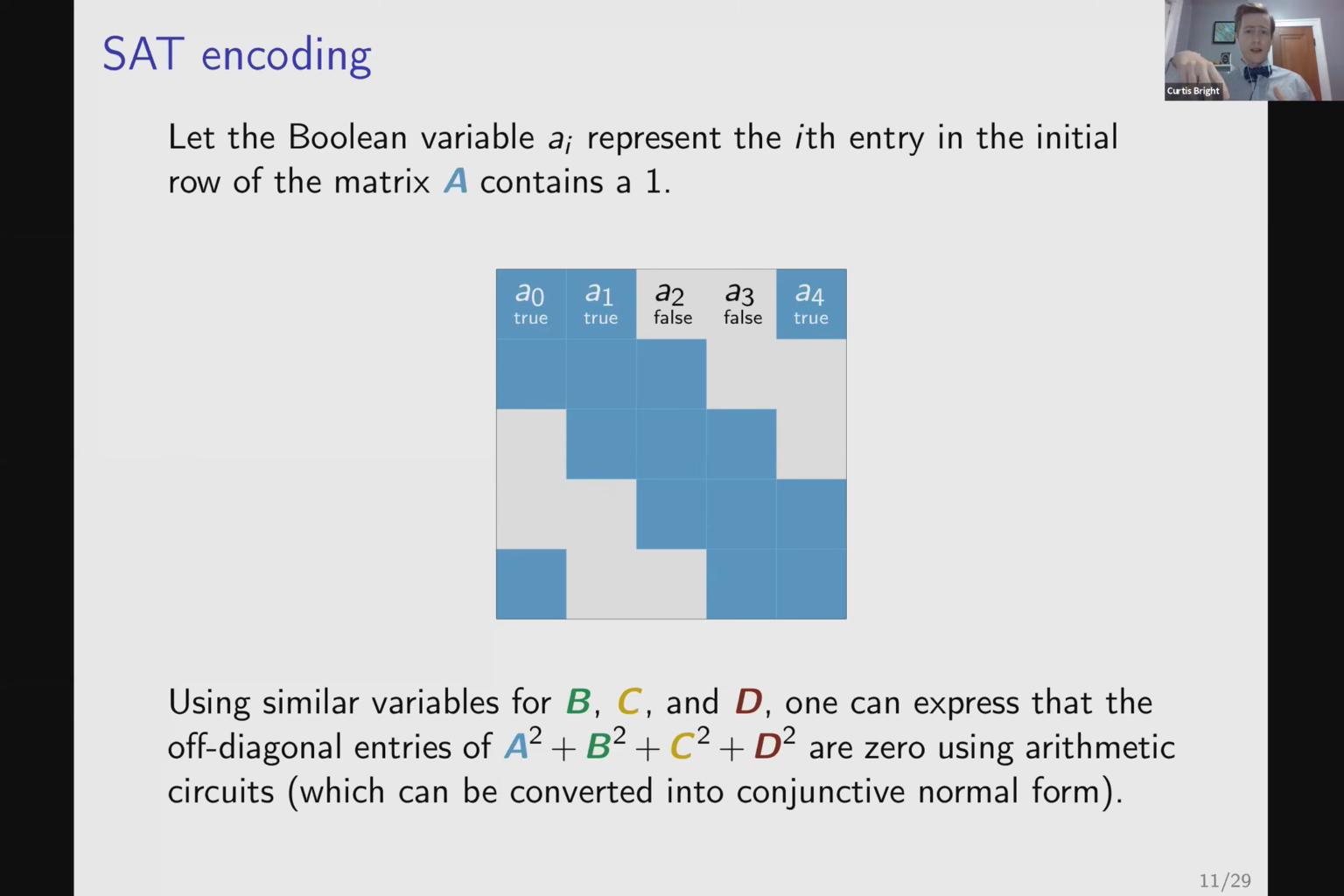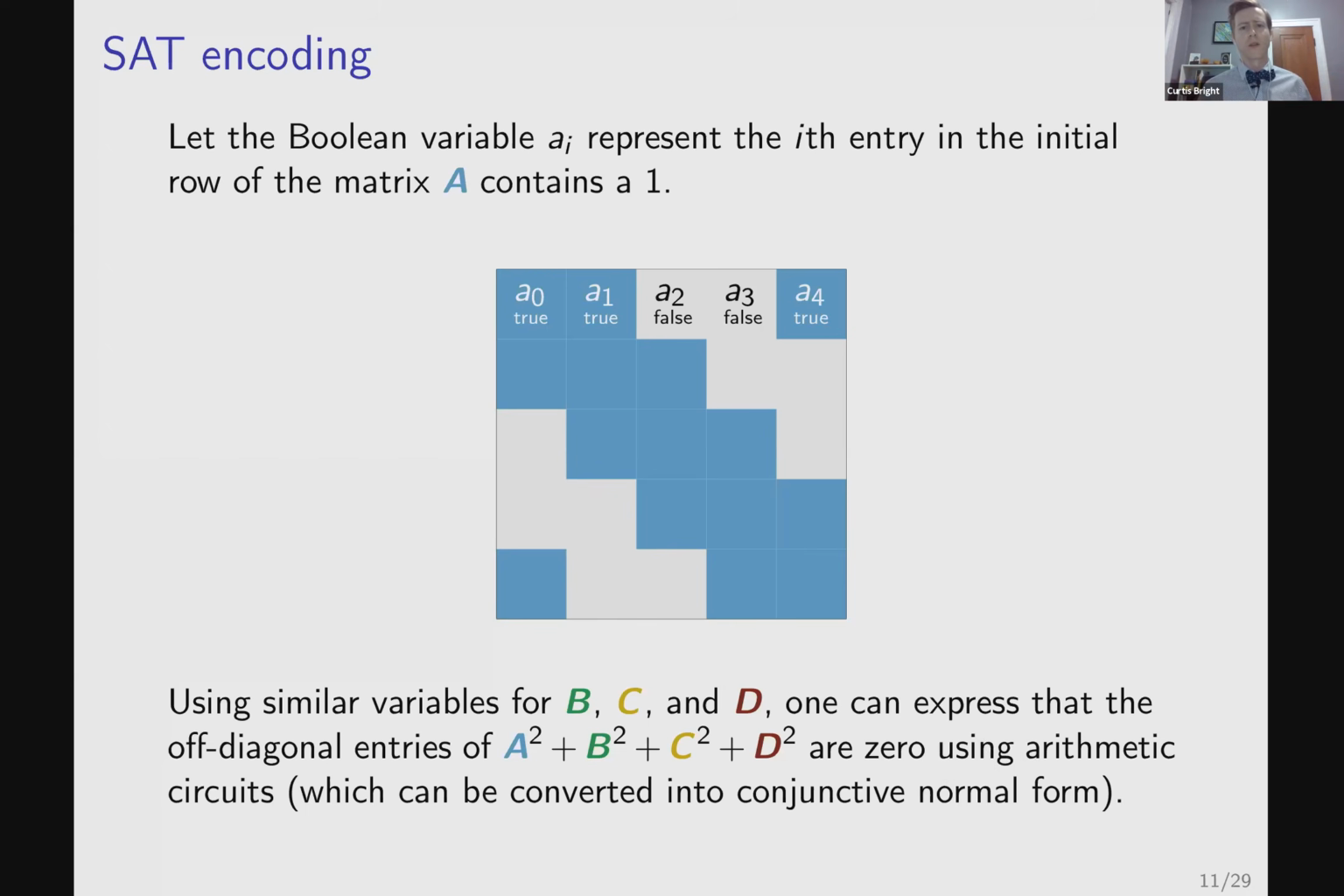And that circuit then can be converted into conjunctive normal form, which is just the standard format of what SAT solvers take as input. So I won't go into the details of how you can construct those circuits and how you can convert to the conjunctive normal form. This is all really standard material for people who work in SAT. That's not the new thing here, right?